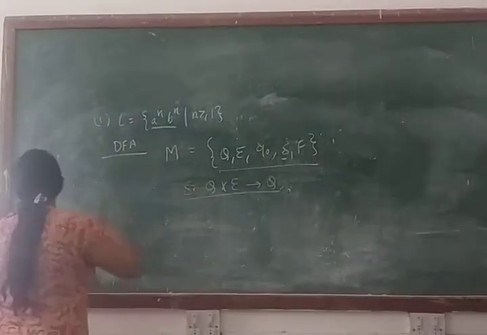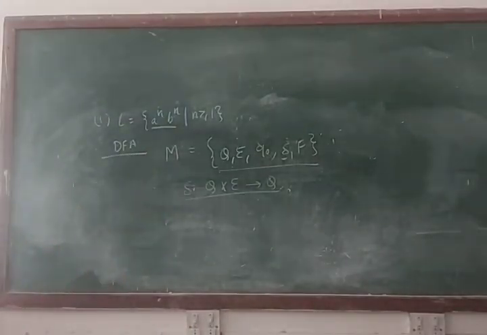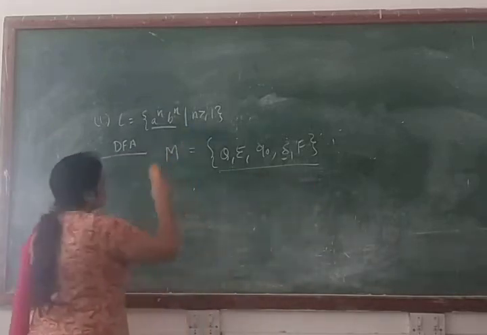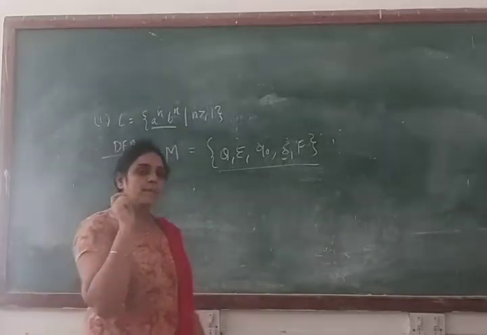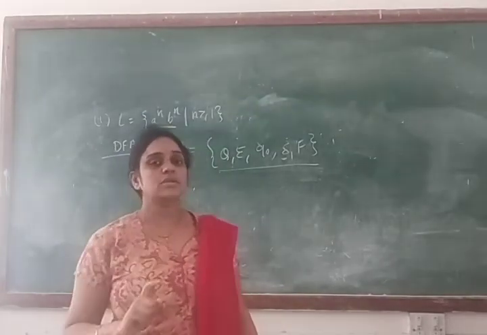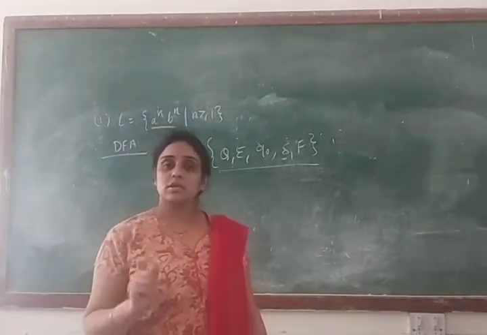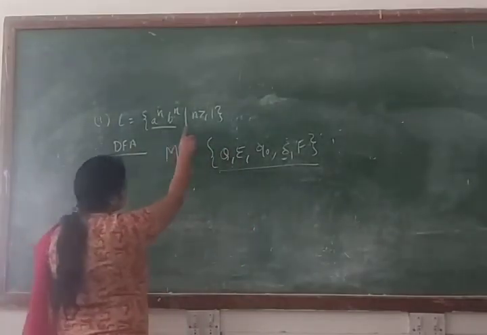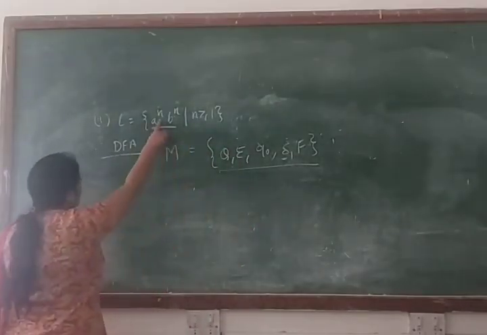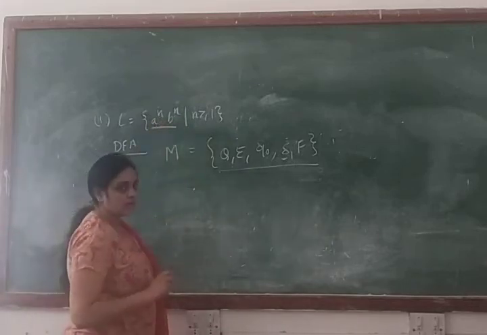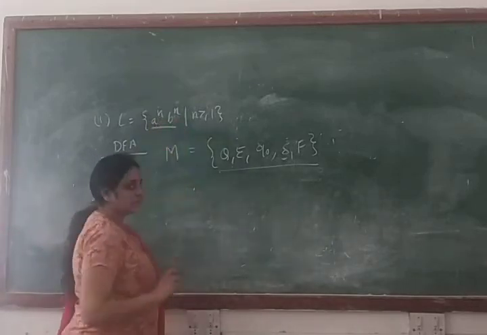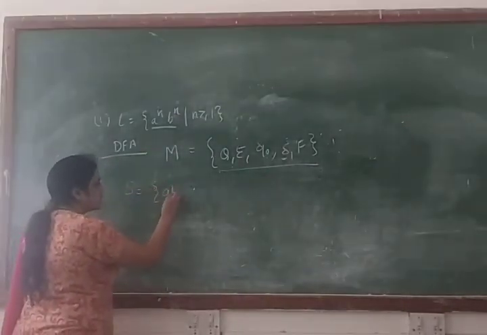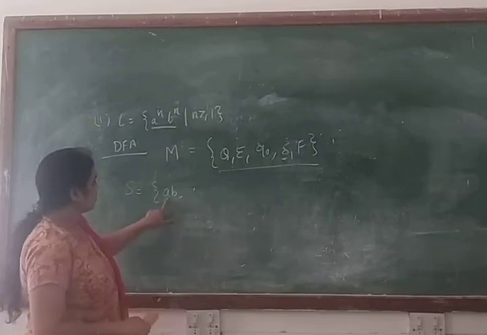Now here you can see this is your language, and what is your language? A raised to power n, b raised to power n, where n greater than equal to 1. Then when you will make machine, your first step is smallest length string. You have to make smallest length string. So what is your smallest length string in that case? If you put n value equal to 1 and b raised to power n, again you will put n value equal to 1. In that case you will get minimum length string is small a, small b. This will be your minimum length string.